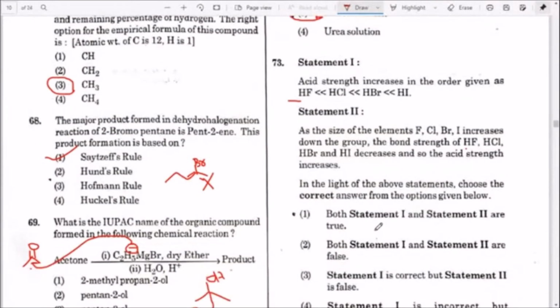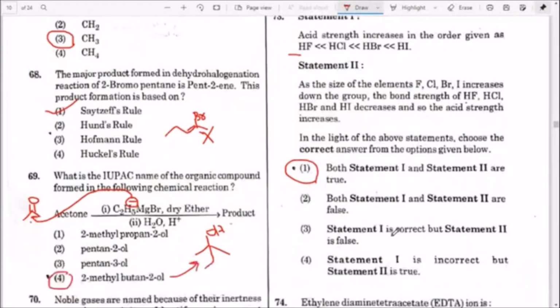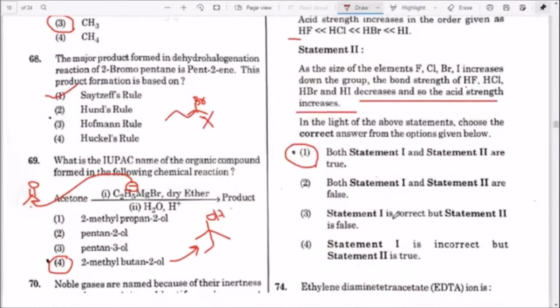In the light of the above statements, choose the correct answer from the options given below. Both statement 1 and statement 2 are true. Yes, so as the bond strength decreases, the acid strength increases. So both are true, students.